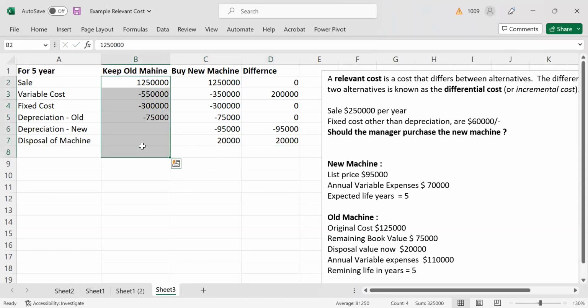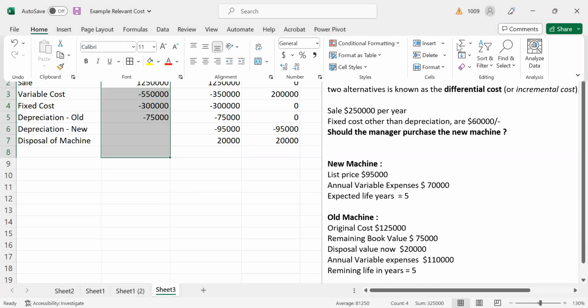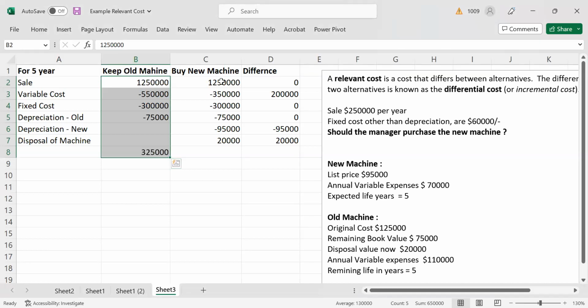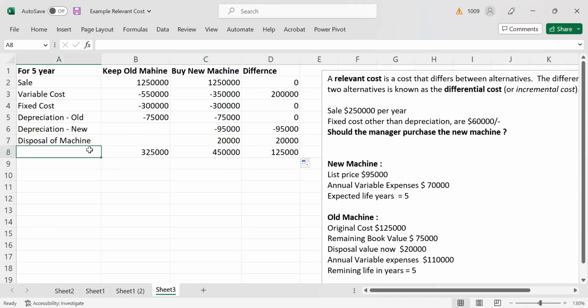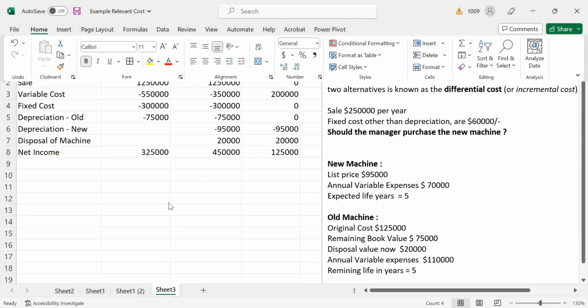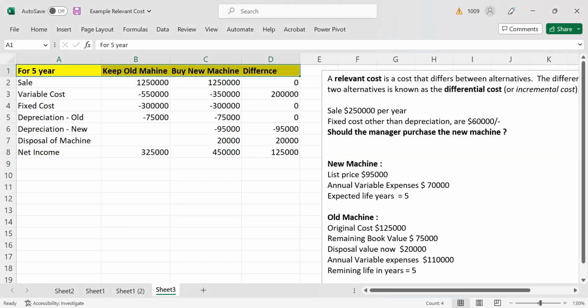If we make a total of all these, then you will find that the total will be here 325,000. And here the total will be 45 and the difference will be 120. So what we need to write is net income. So we will be having net income over the period of time when we are going to buy new machinery. So this is the correct analysis that we have done.